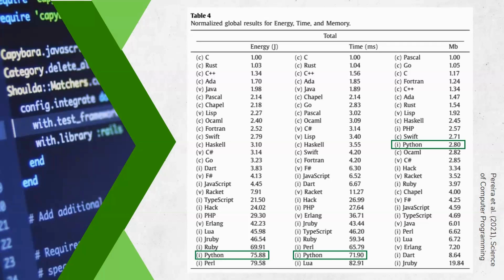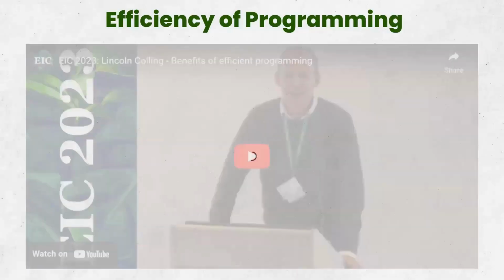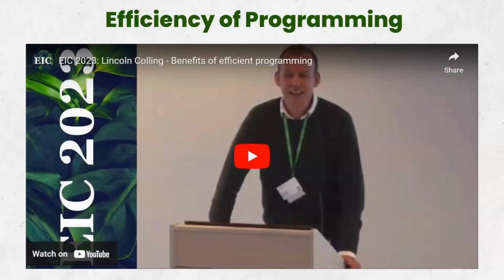I'm really not the expert on the efficiency of programming, but if you are interested in learning more about this, we ran a conference last year, the environmental impacts of computing, and our colleague, Lincoln Colling, who used to be here at Sussex, gave a talk, about 15 minutes, on the efficiency of programming that you can find on YouTube, along with all the other talks from that workshop. He goes into a lot more detail on specifically how you can edit your code to take out these redundant loops and things like this. So do check that out if you're interested.